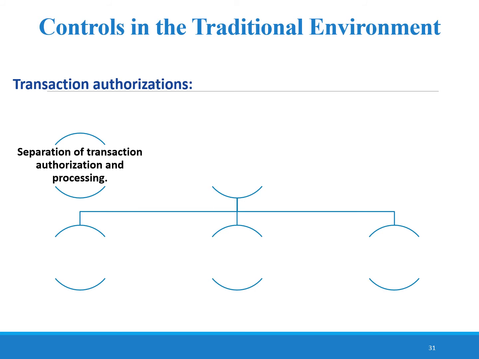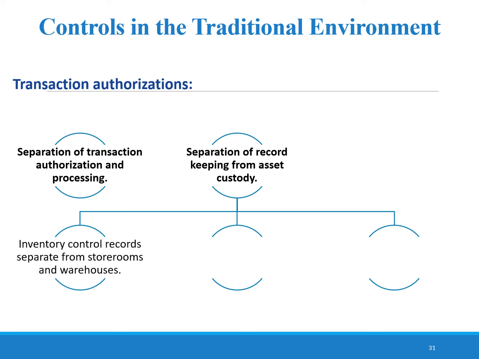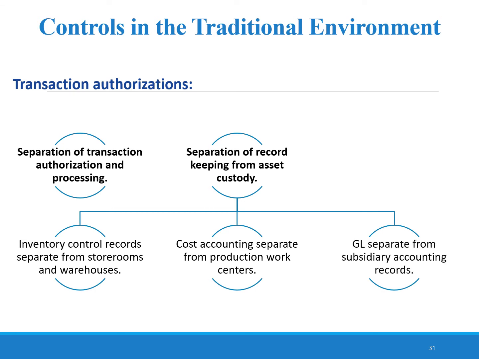We explained that we should have separation of transaction authorization and processing. We should also have separation of record keeping from custody. So we have three categories of separation: those who keep the records and those who have custody of the assets. So inventory control records are separate from the storeroom or storekeeping clerk in the warehouse. Also, cost accounting should be separated from the production work centers. And the general ledger is separate from the subsidiary accounting records.